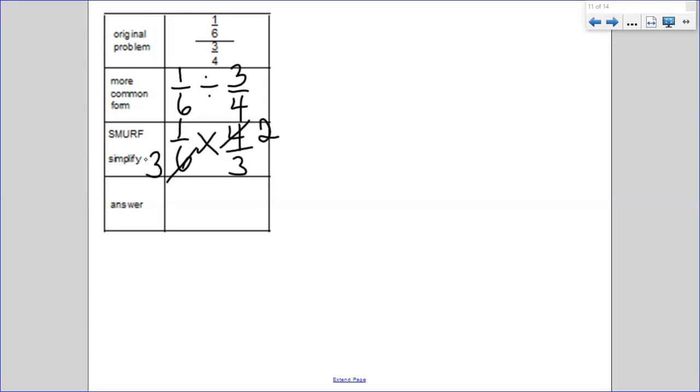Now, once I've smurfed it and I have cross-reduced it, the last thing I've got to do is multiply my numerators together and my denominators together. So 2 times 1 is 2. 3 times 3 is 9. They're both positive, so it's a positive answer.